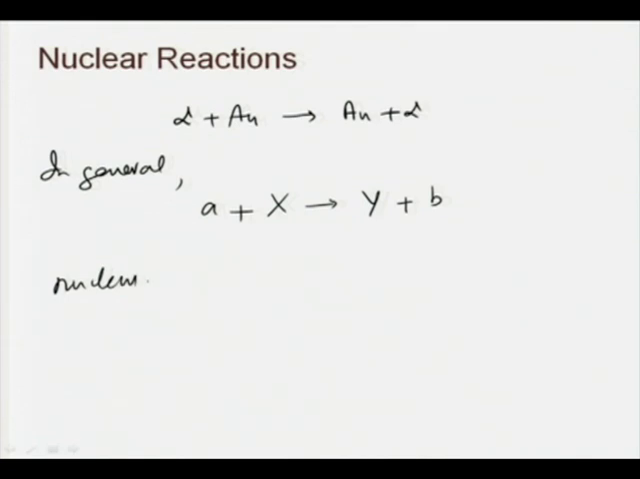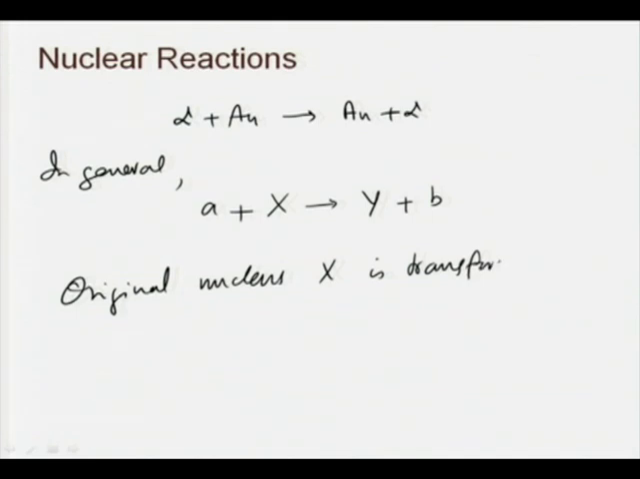and which will be in general different from A. So, in such reactions, the original nucleus X is transformed to a new nucleus Y. Now, how do we understand the properties of this, or what are the ways that we can understand this? To start with, let us look at the basics of the scattering process itself.